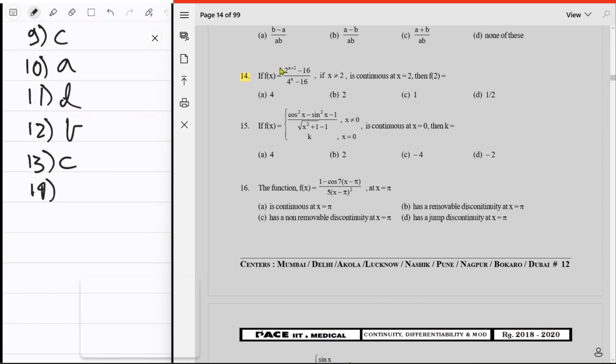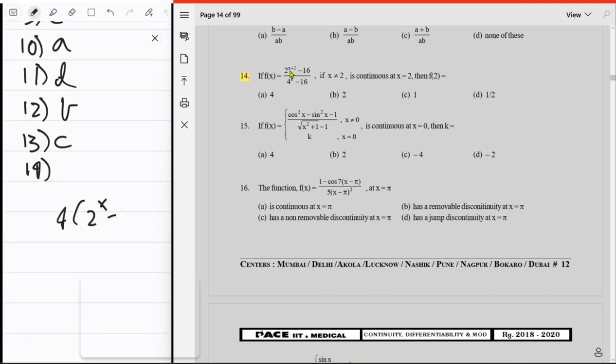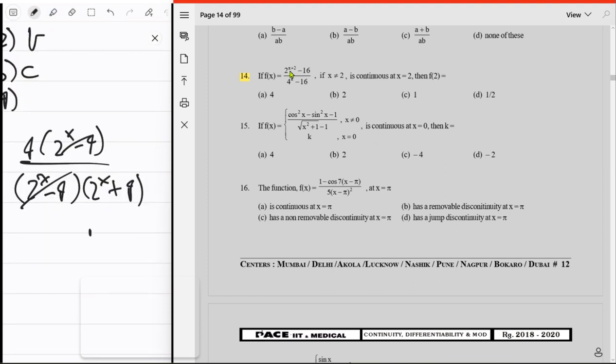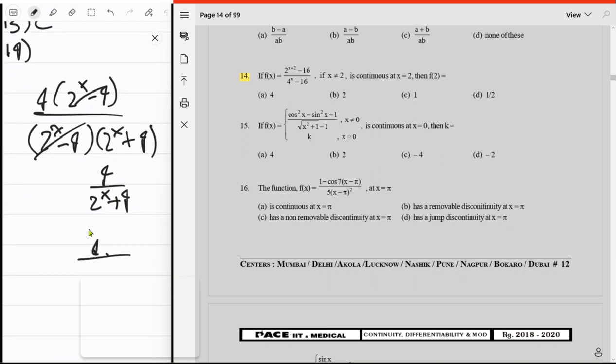14th is f(x) equal to 2 power x plus 2 minus 16 upon 4 power x minus 4, okay, interesting. Let's do it like this: the numerator is 2 power x plus 4 times 2 power x minus 4, and the denominator is 2 power x minus 4 times 2 power x plus 4, right? So this cancels, giving 4 upon 2 power x plus 4 in the limit at least. So if x is not equal to 2, you can write it like this. If it's equal to 2, then f of 2 is what? So that it's continuous, as x approaches 2, this thing just approaches 4 upon 2 power 2, I guess.